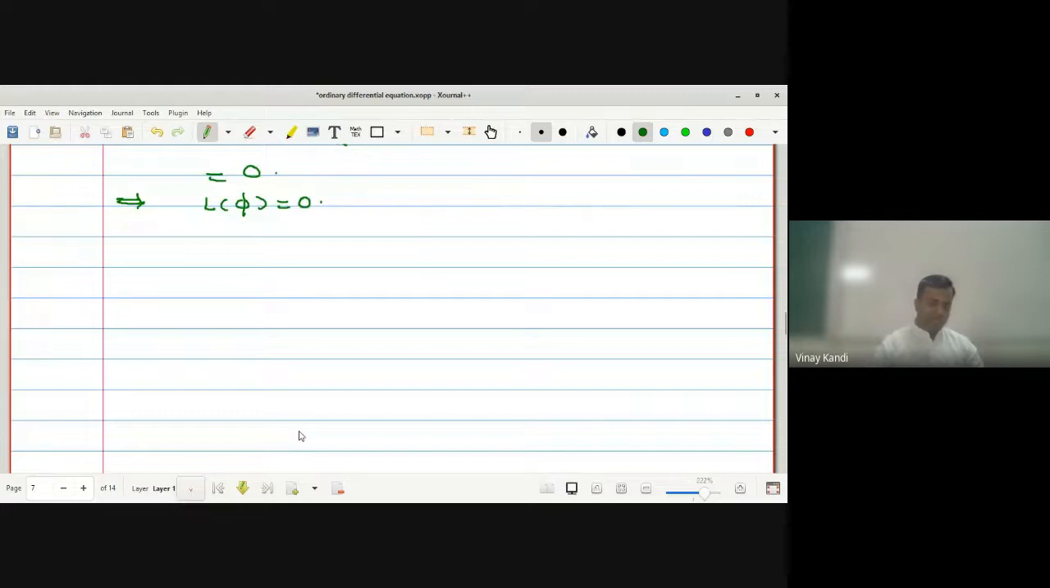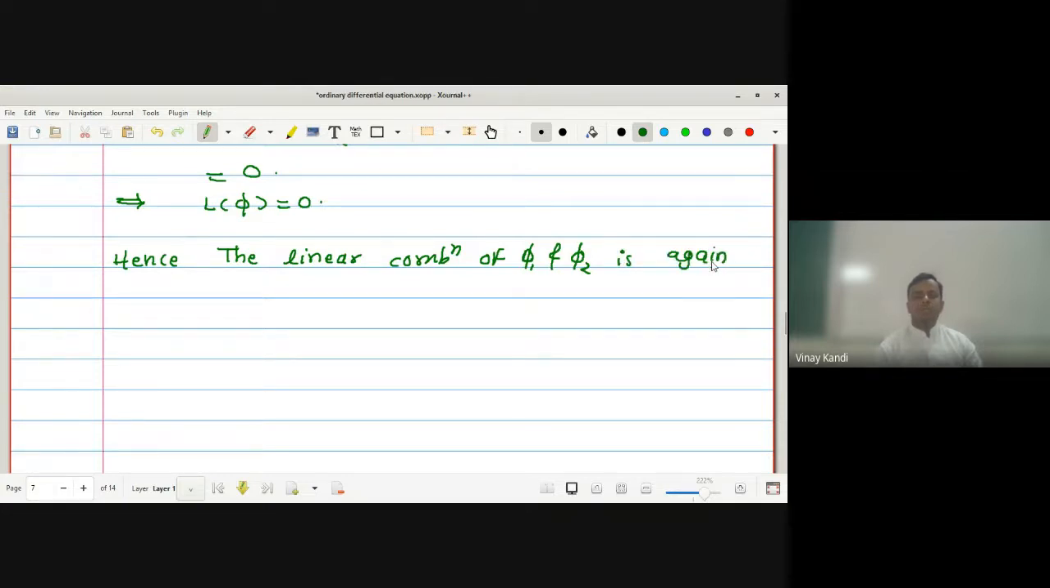Hence the linear combination of phi 1 and phi 2 is again a solution of L of y equals 0, and hence the proof. Any doubt? No, sir.